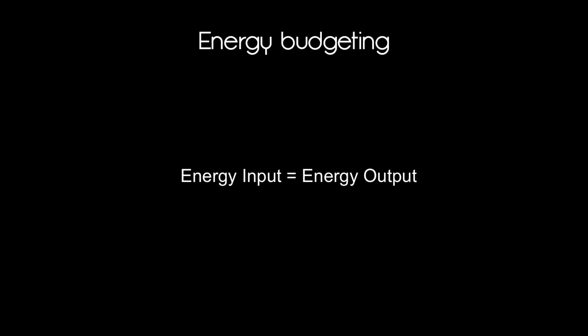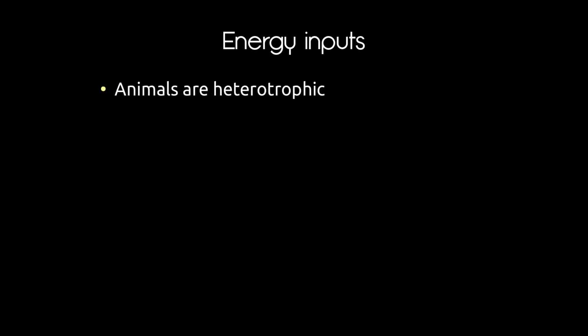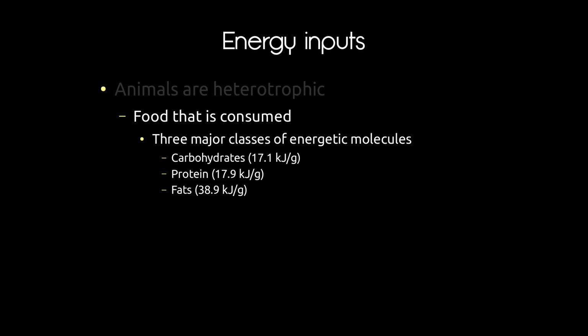Now, in practice, this gets a little bit more complicated, so let's break down each side of this equation. Let's start with the left side, the energy inputs. First off, essentially all animals are heterotrophic. They obtain their energy from other living organisms. The food that they consume is predominantly composed of 3 classes of energetic molecules that can be used. Carbohydrates are sugars, and these contain about 17.1 kilojoules of energy per gram.